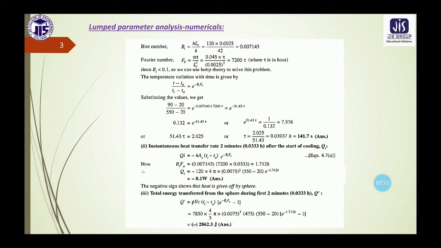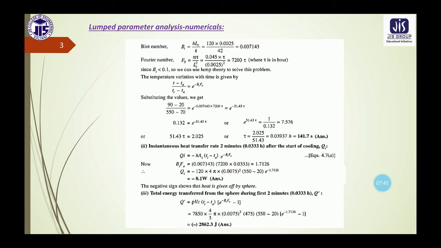The next part of this question is we need to find the instantaneous heat transfer rate 2 minutes after the start of cooling. So 2 minutes is equal to 0.0333 hour. To find this instantaneous heat transfer rate, the formula is minus hA into temperature difference into e to the power minus Biot number multiplied by Fourier number.